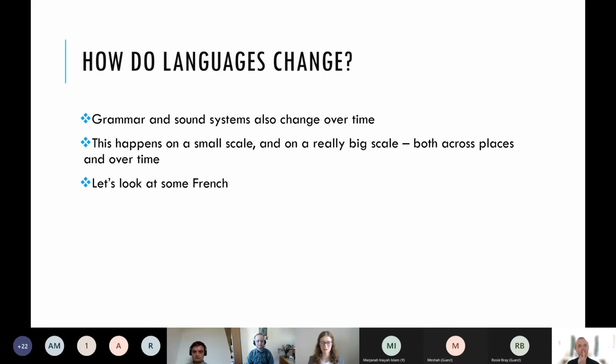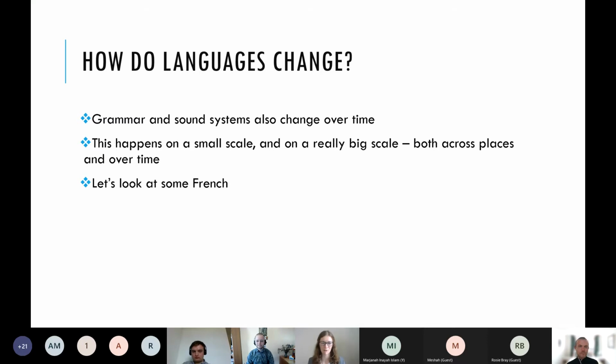Well, grammar and sound systems also change over time. And you're probably aware of that too, although you might not realise it or have ever thought about it. But if you listen to a really old radio programme, or even if you talk to older speakers of English, you'll notice that they say some sounds differently or have particular patterns in their speech that maybe you don't have. And this happens on a small scale, but also on a really big scale over hundreds or thousands of years. And that's how we end up with languages changing a lot over time. And across places, you can get really different regional varieties of languages arising.